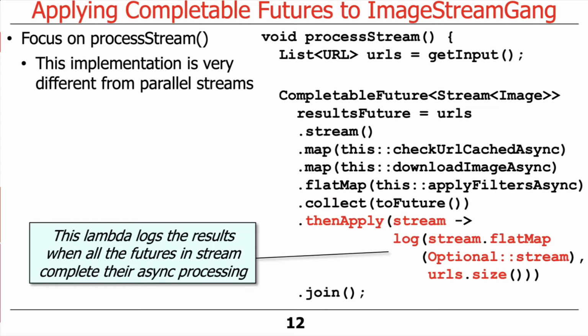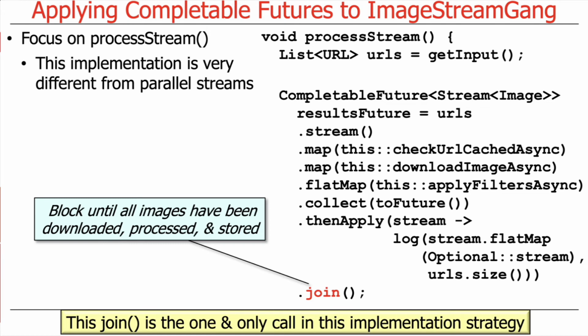And then we use a completion stage method from completable futures that says, after all those things are done processing asynchronously, go ahead and log the results, which in this case is just going to say how many images were downloaded. And the very, very last thing we're going to do here, because we don't want the program to fall off the end of main, is call join. And join is the one and only call in this implementation strategy. So you can see it's basically waiting for everything else to finish.